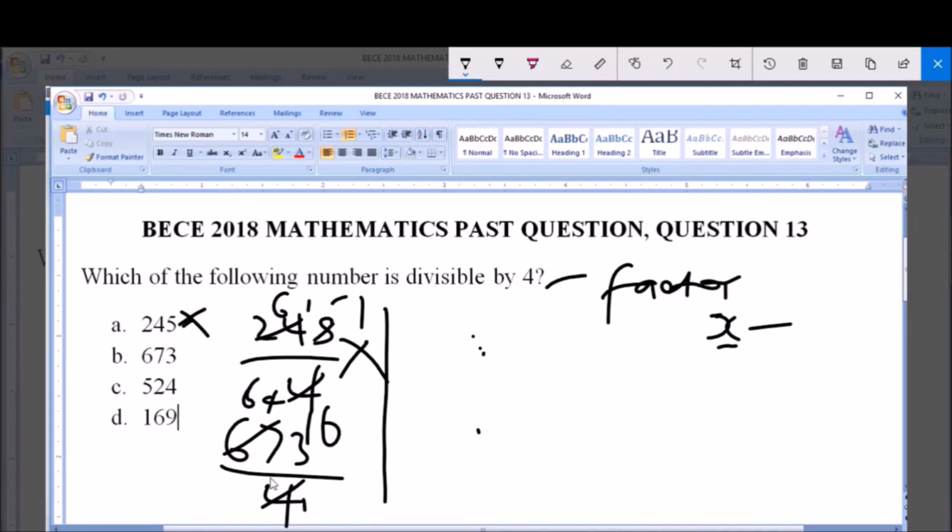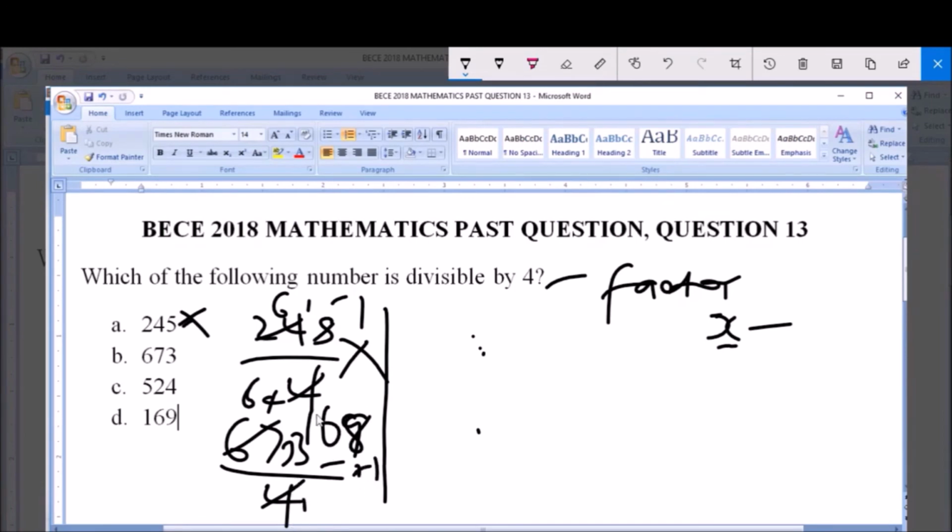Now we are left with 3 from this 7, because 67 minus 64 will give us 3. So we are left with 33 now. Now 4 will go into 33, how many times? 4 will go into 33 eight times. Remaining 1. You see, we have a remainder of 1.